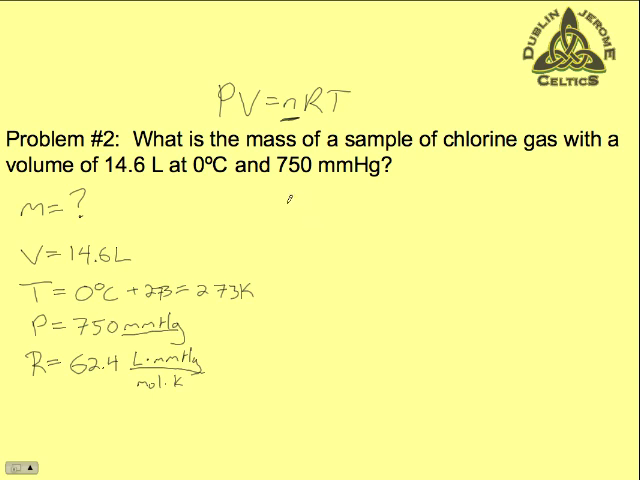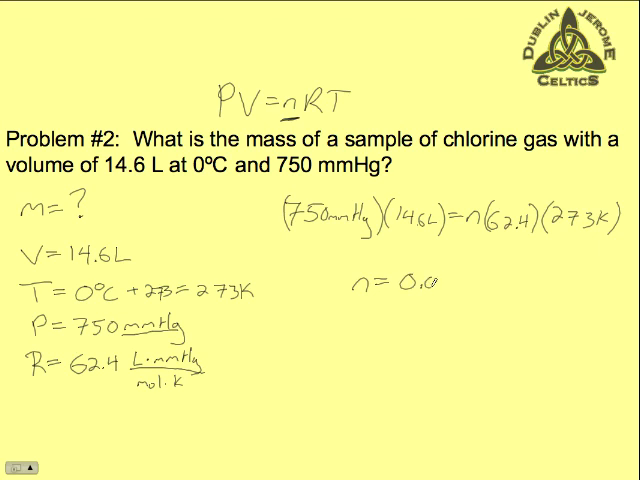All right, let's do it. Pressure, 750 millimeters of mercury. The volume, 14.6 liters. I don't know moles, but I have the rest of it. 62.4 is R, and the temperature is 273 Kelvin. All right. A little bit of algebra here. And N equals what? 0.643 moles of chlorine.